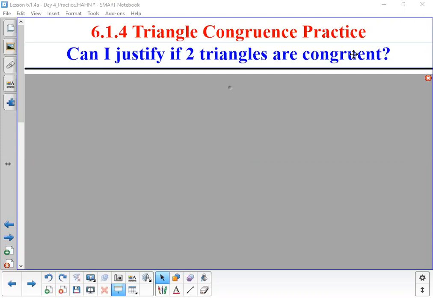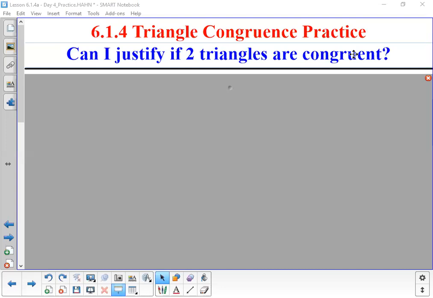Side, side, side congruence, which is where all 3 pairs of sides are congruent. Side angle side congruence, which is 2 pairs of sides are congruent and the angle between them is congruent. Angle side angle congruence, which is 2 angle pairs are congruent and the side between them is congruent. And angle angle side congruence, where 2 angle pairs are congruent and the side not between them is congruent.